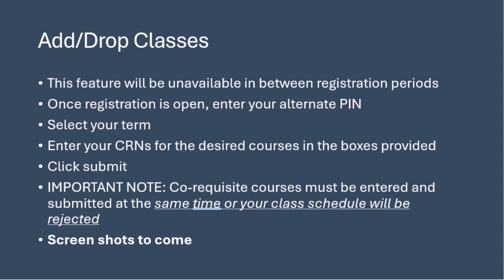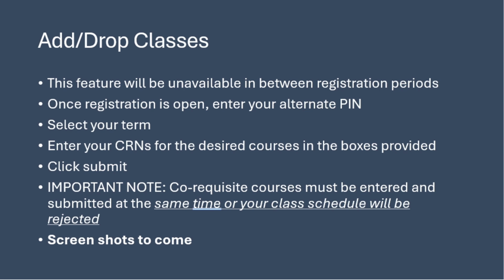But once you select this, you will be given an alternate PIN by your advisor once you meet with them. You'll have to enter that alternate PIN in, submit it, and then select the term that you're trying to register for. At that point, you're going to take the CRN numbers that you got from your courses and insert them in the boxes provided and then click Submit.